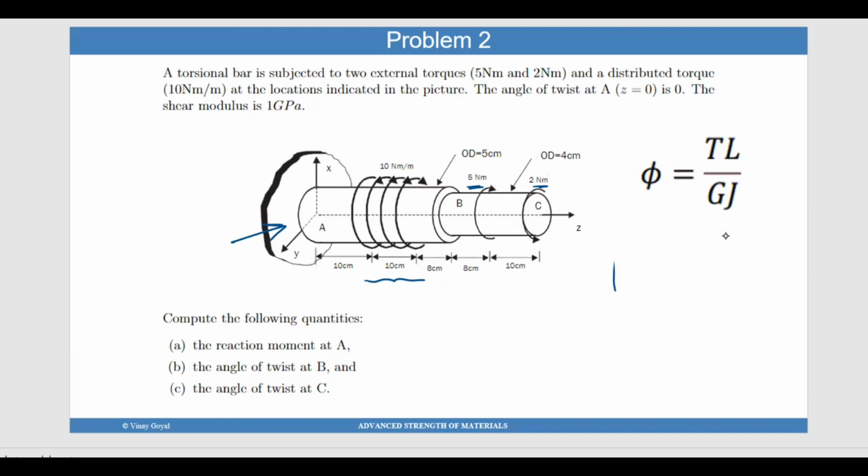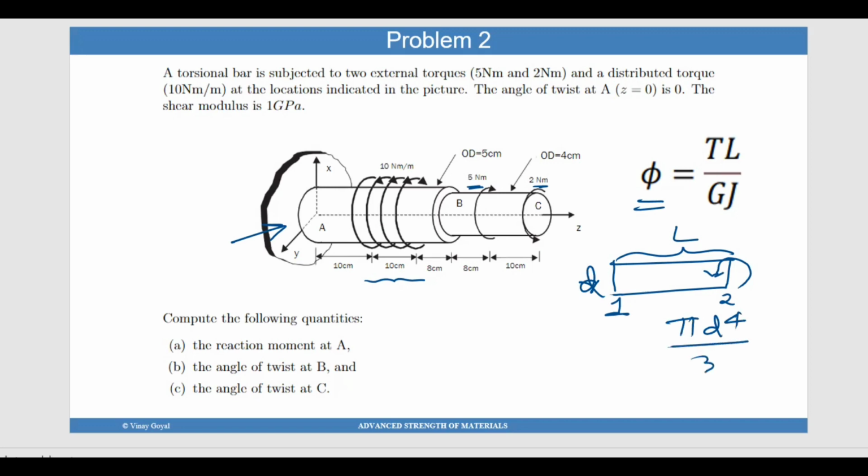Given a rod like this, for example, the total twist of this point 2 with respect to point 1 is phi. Then this part is L. There is a torque T applied. So phi equals TL over GJ. J would be, if the diameter is D, pi D to the fourth by 32. So these are the general formulae that you learned in class.